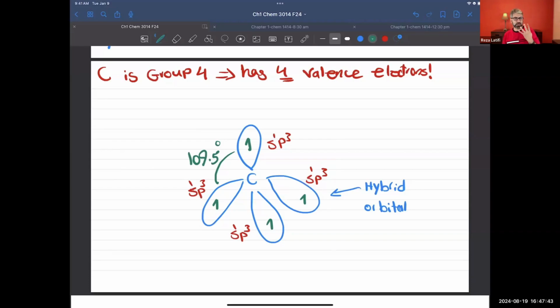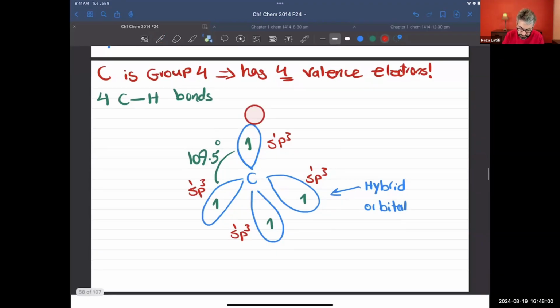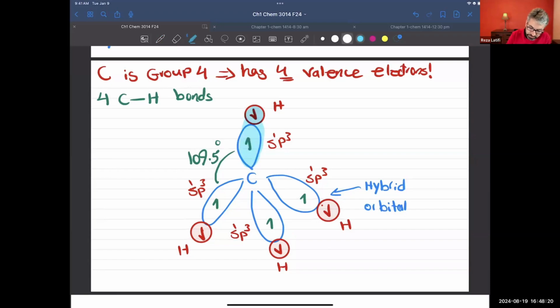Next, I need to answer how I can get 4 identical CH bonds. You have 4 identical hybrid orbitals, and hydrogen is going to reach them from this side. That's hydrogen, and hydrogen is coming with 1 electron that is pointing down. Now you manage to get a new interaction, and we call it sigma. So that's a sigma bond.